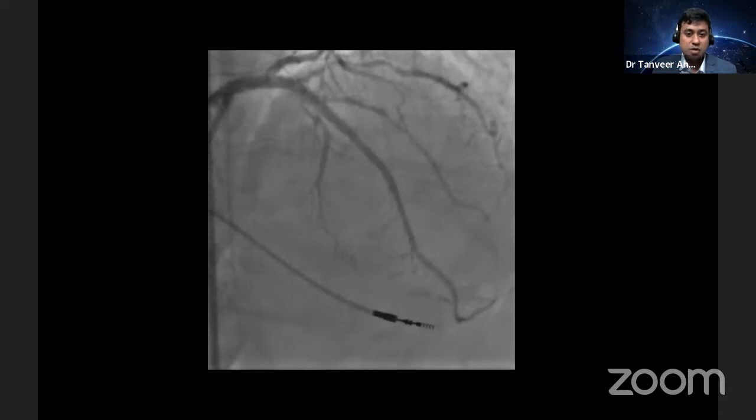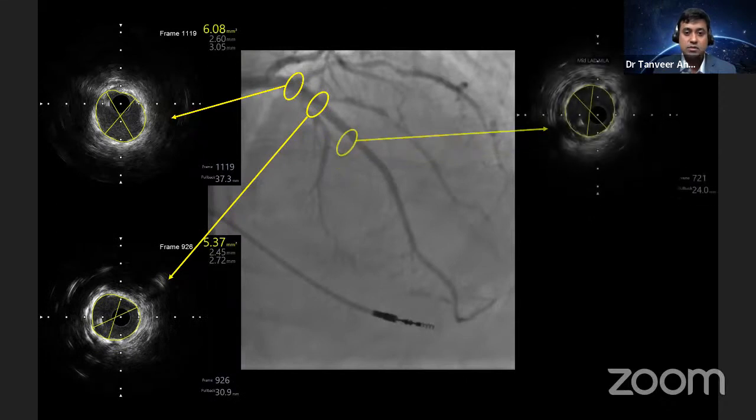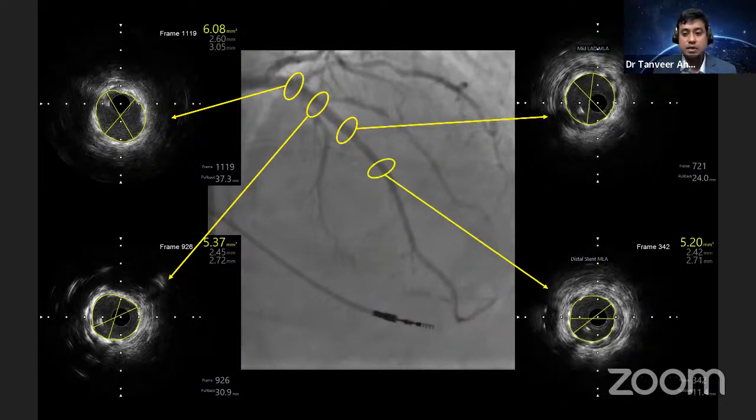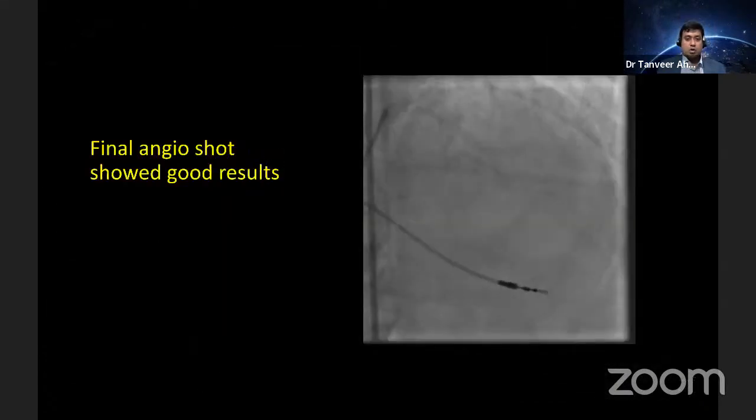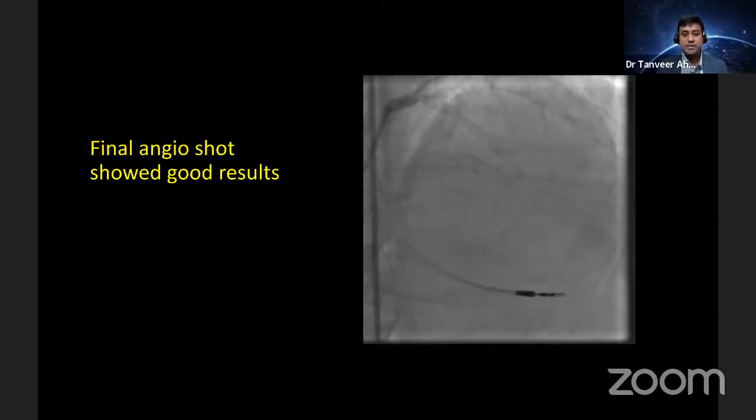So we repeated an IVUS again after that. You can see the MLA was more than 90% of the distal reference vessel. So the final angiographic shot was satisfactory for us.